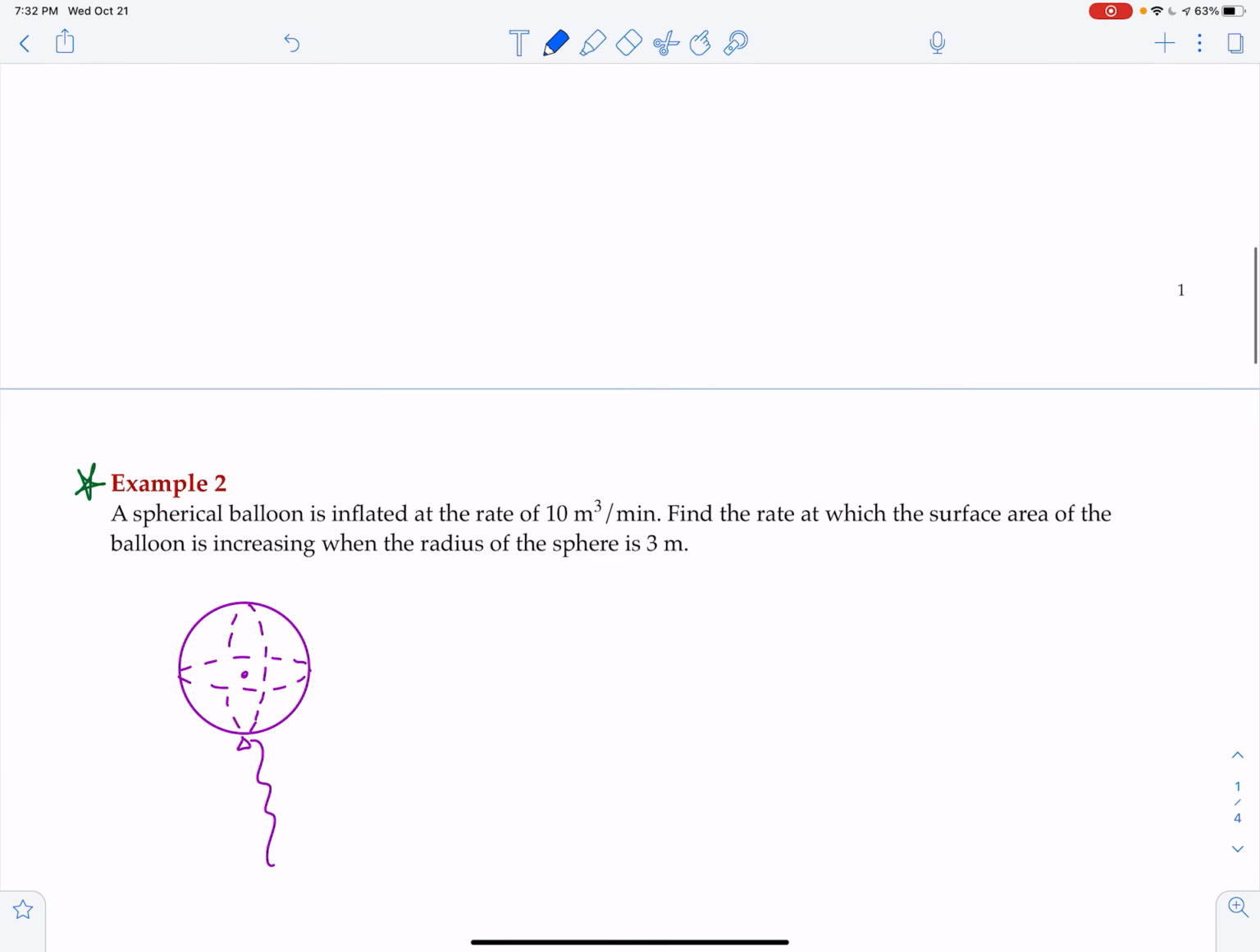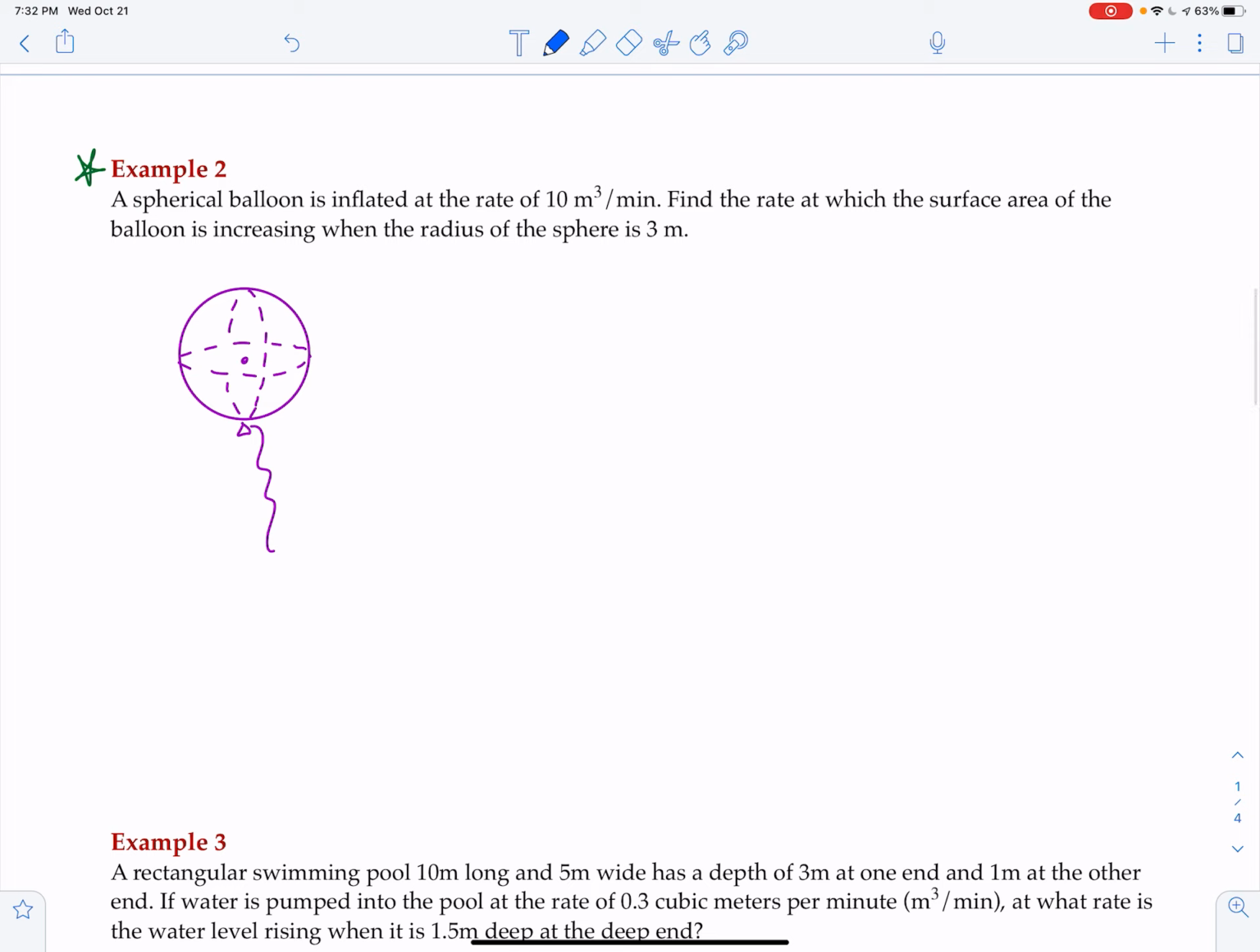So, example number 2 talks about a spherical balloon. I've drawn a sphere there and just added a string to it to make it look like a balloon. And we're going to go straight into what we know and what we want. We know a spherical balloon is being inflated at the rate, so we already know we're talking about a derivative dV/dt of 10 cubic meters per minute. If something is being inflated, that means its volume is changing.